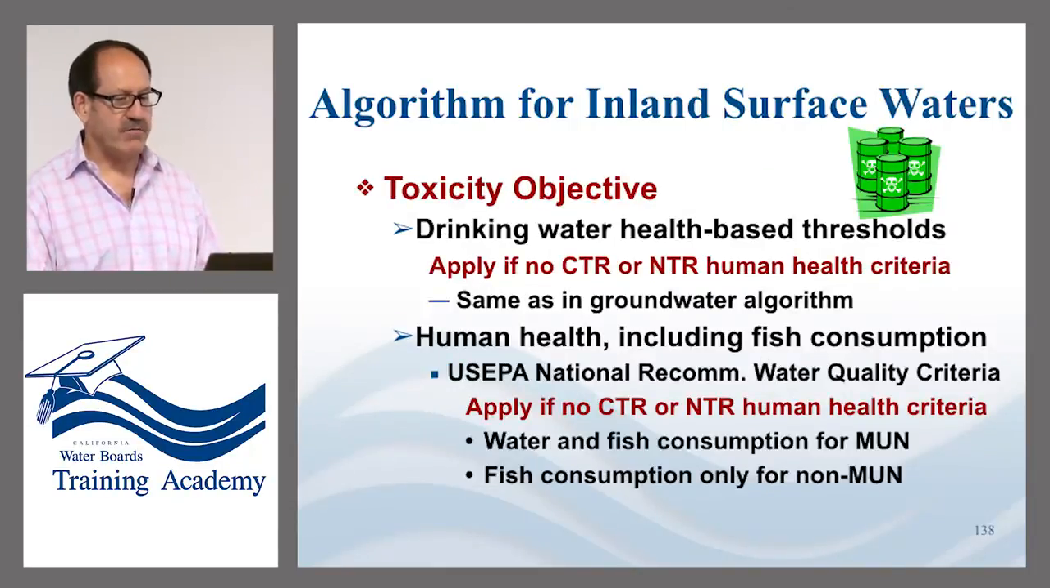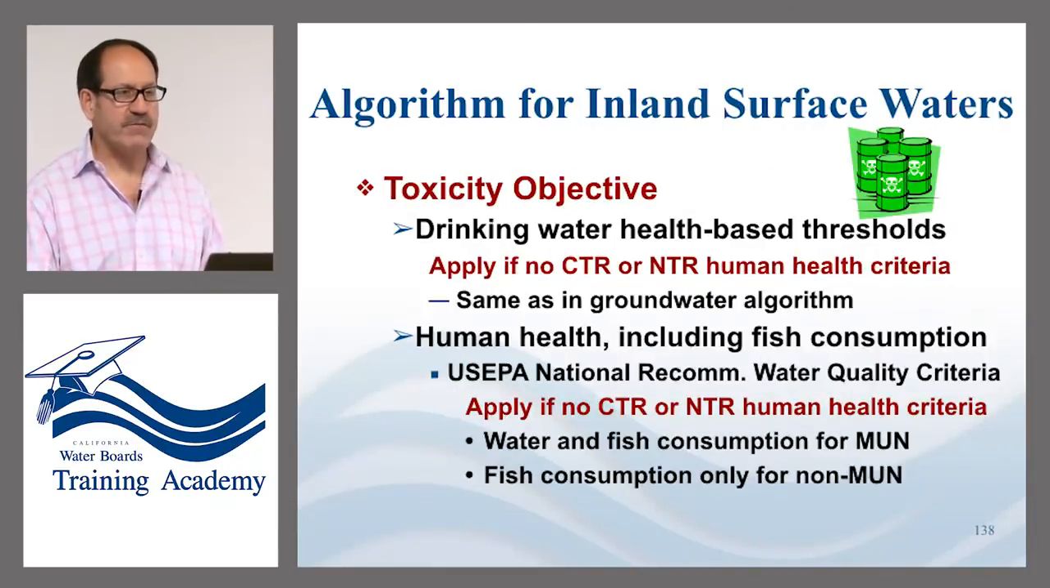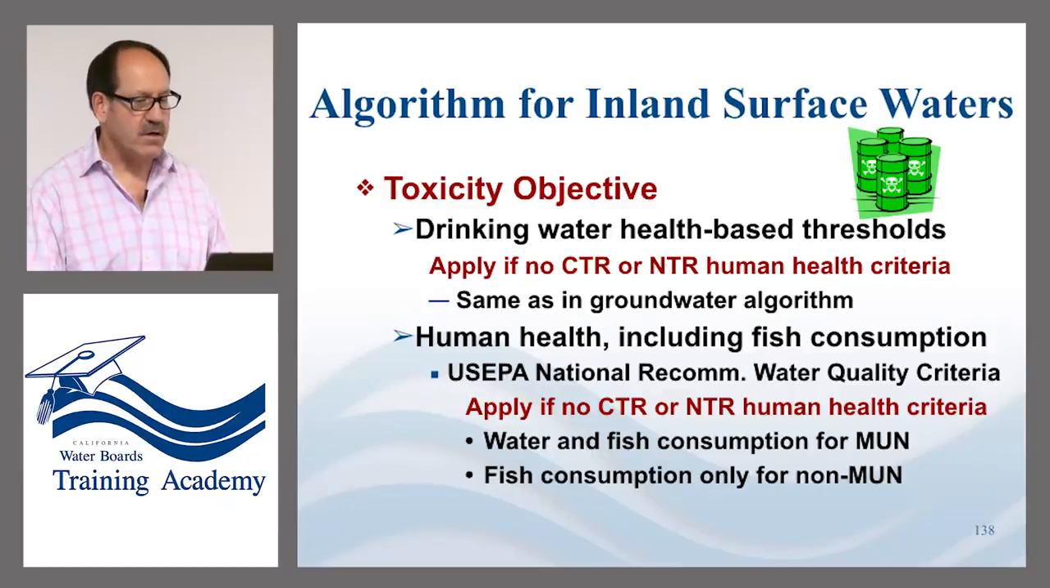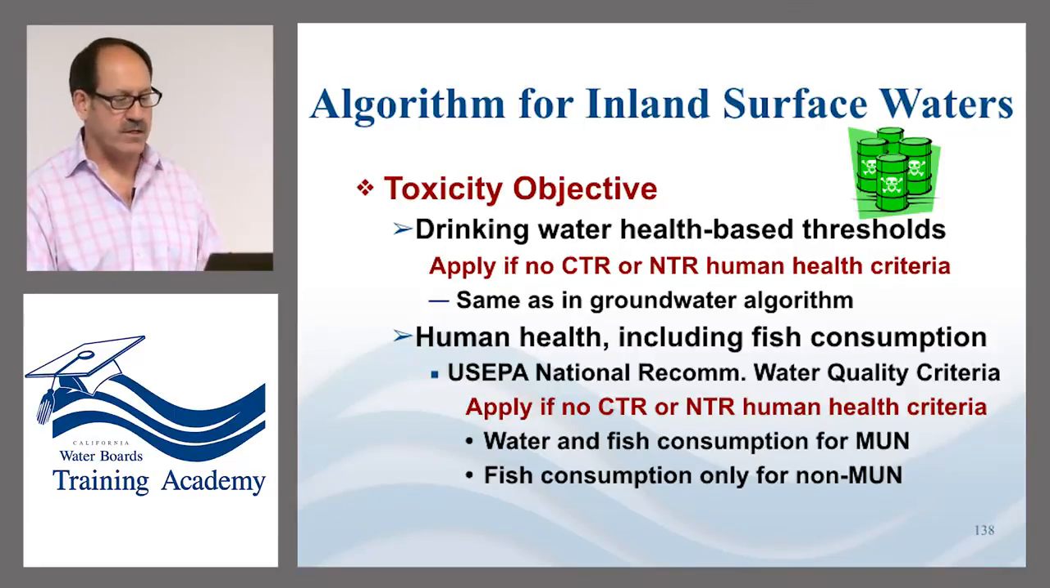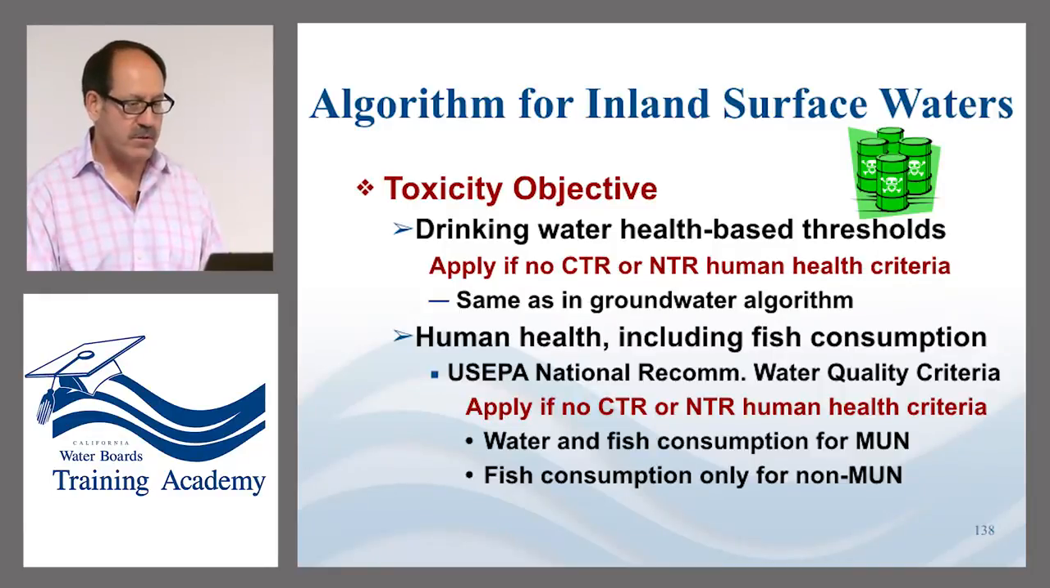Toxicity objective. We have different pathways to consider now. Not just drinking the water, but also eating fish and shellfish from the water. So let's separate those out because they're handled differently. So drinking water health-based thresholds, you use those if you have no other CTR or NTR human health criteria. And if you don't have CTR or NTR, it's the same as the groundwater algorithm.